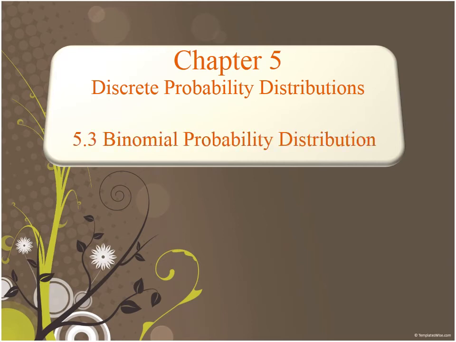Section 5.3, the binomial probability distribution. In the previous section, 5.2, we talked about probability distributions in general. What we're going to do in this section is look at a specific situation that results in what we call the binomial probability distribution.